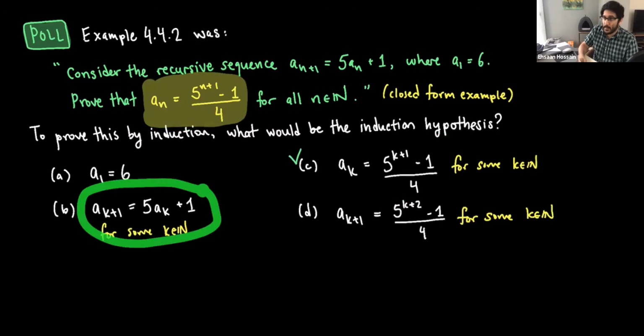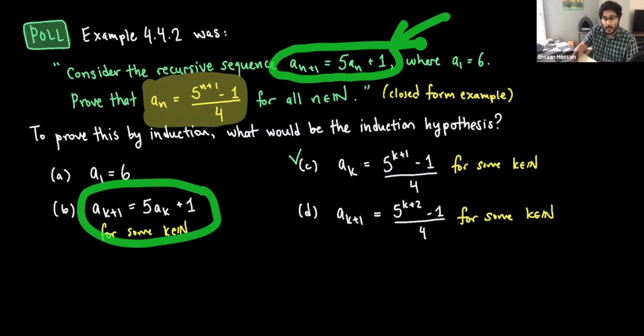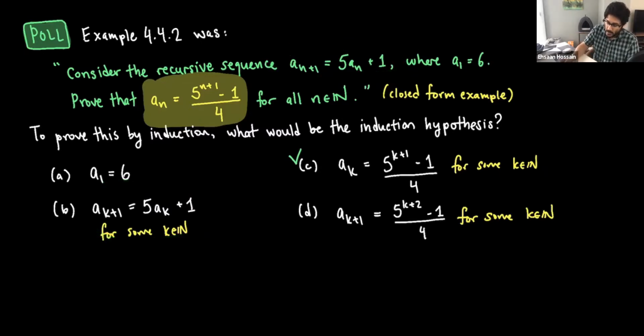Because if it was B, this isn't the right thing I'm trying to prove. I'm not trying to prove that a_{n+1} equals 5a_n plus 1. That's what I'm given. That's the formula I'm given. I'm not trying to prove that one. So that's why it's not B. And people are trying to say, why isn't it D though?